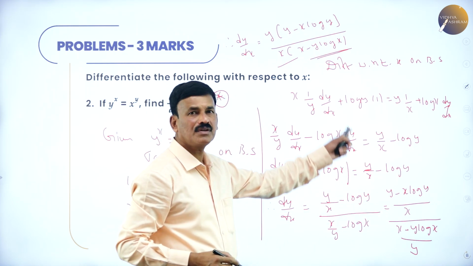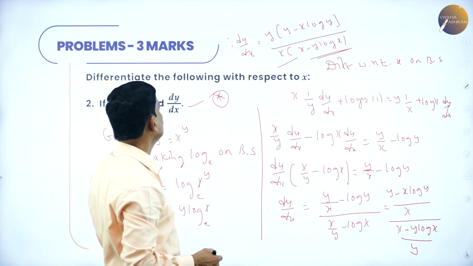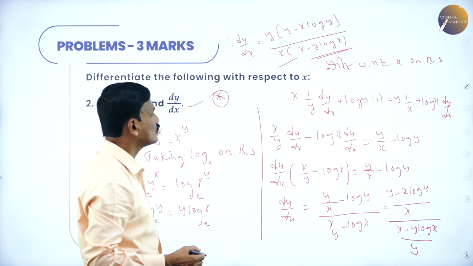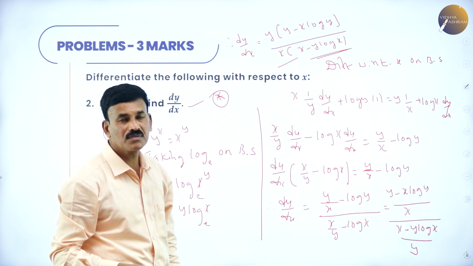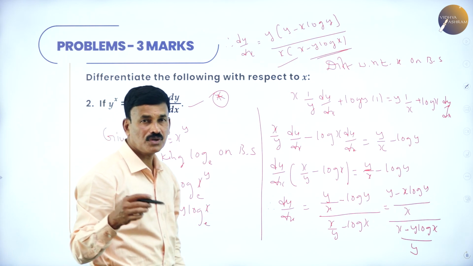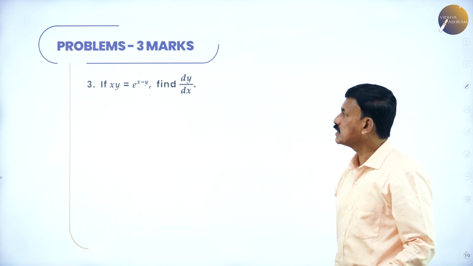Or simplify further by taking the LCM, we will get dy by dx is equal to y into (y minus x log y) divided by x into (x minus y log x). That is it. If you do this much, definitely we will get 3 marks. Very important type of problem indeed.